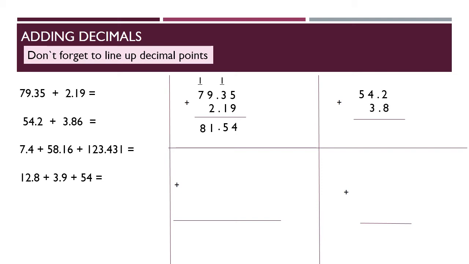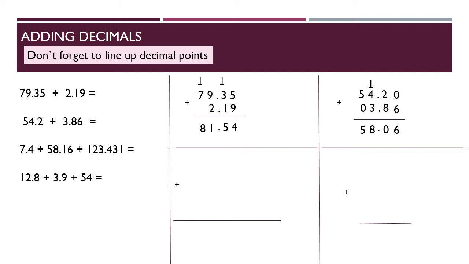Then we continue the second example, 54.2. Then we write 3.8 and then we write 6. The empty spaces we can put zeros. We add 0 plus 6, 6, 2 plus 8, 10, 0 and hold 1. We put the point. 4 plus 3 equals 7, plus 1 equals 8, and 5 plus 0 equals 5.